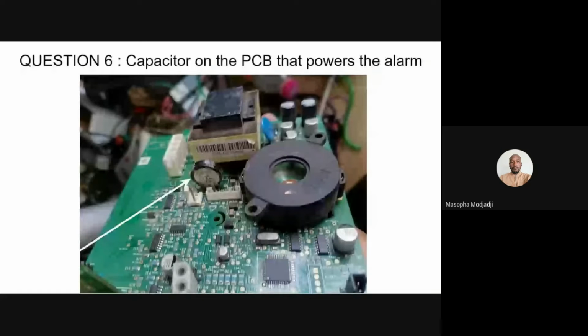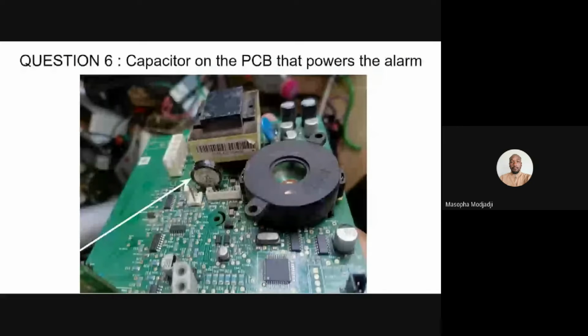Unlike other models of oxygen concentrators, like the AirSep, that come with a 9-volt battery to power the alarm, the DeVilbiss 525 concentrator does not come with a battery. Instead, it uses a capacitor on the PCB to power the alarm system. And if the concentrator stays for too long without use, this capacitor might get discharged and thereby not be able to power the alarm.